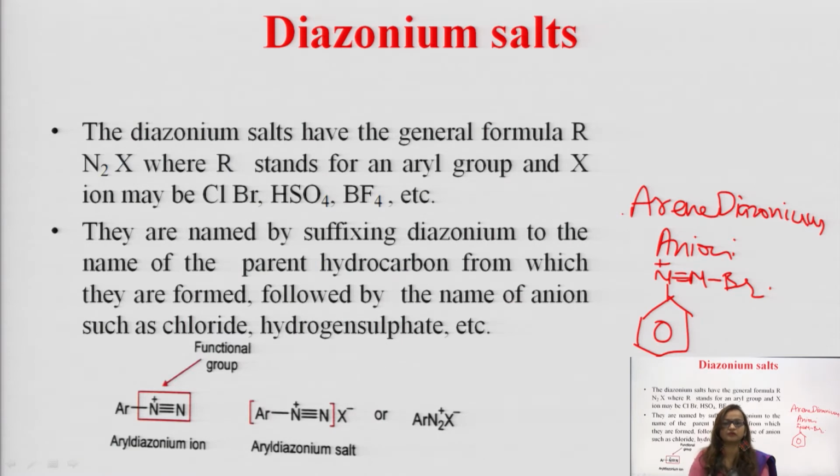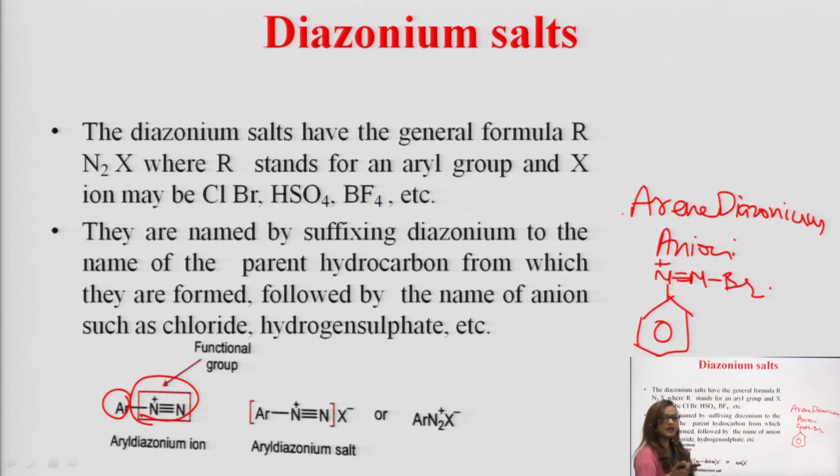Suffix means you have to write it later to the name of the parent hydrocarbon from which they are formed, whether it is an aryl group, benzene group, or any other alkyl group, and they must be followed by the name of the anion. Anion may be chloride, hydrogen sulfate, or whatever. Now see the formula, it is aryl diazonium ion. See, this is Ar and this is diazonium.